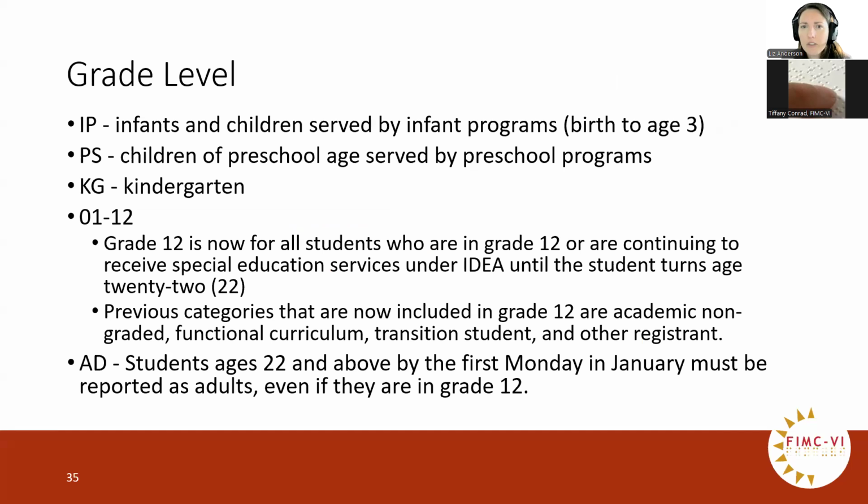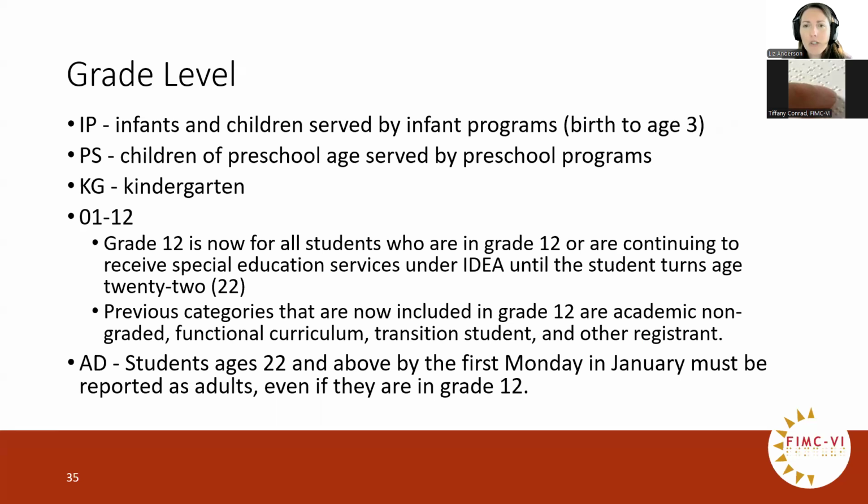Next is grade level. These categories are provided by APH. There are some nuances here, so just be sure to take note of this and make sure you're reporting students correctly. IP is for infants and children served by infant programs, so this is birth to age 3. PS is children of preschool age served by preschool programs. Kindergarten is kindergarten. Grade 1 through 12. So you're going to pick the grade.